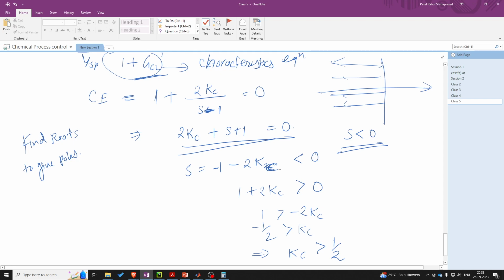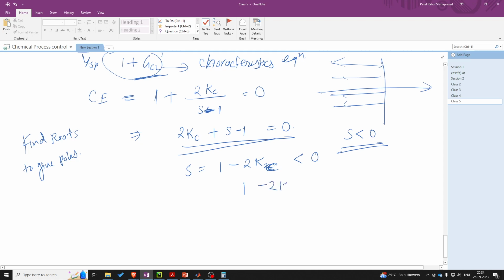I think I'm doing something incorrect over here. So 1 plus 2 Kc upon S minus 1, that is S minus 1 upon 2 Kc. Okay, over here I'm having S minus 1. That is, S is equal to 1 minus 2 Kc. Okay, that means correct it. The value of Kc should not have been negative. That is where I get to know that I'm doing something incorrect.